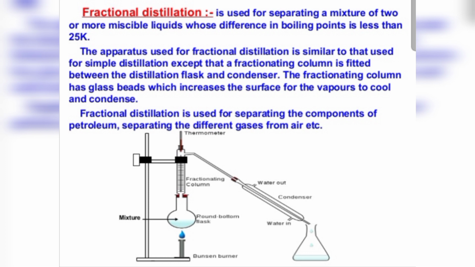So how can this be done? This is done by the fractionating column, and the process of fractional distillation is similar to that of distillation, and the liquid having a lower boiling point condenses more readily than the liquid having a higher boiling point. So this is all about fractional distillation.